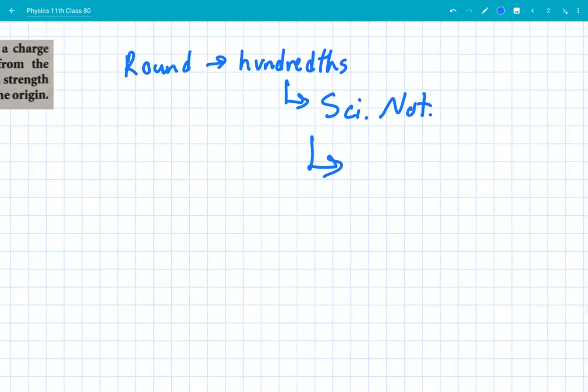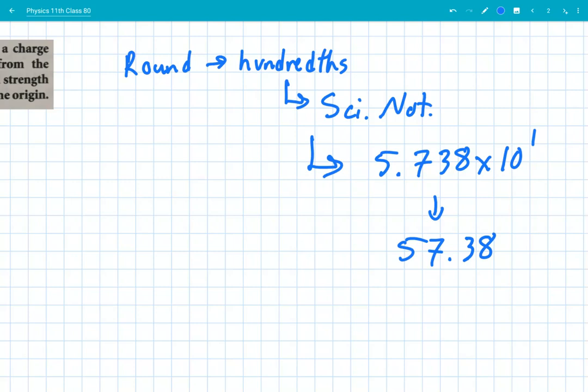Now, if you get an angle in your calculator, if you're in scientific notation, you're going to get, for example, 5.738 times 10 to the 1. That's the same as saying 57.38 degrees, right? But when I say round to the nearest hundredths, I'm saying round from scientific notation.